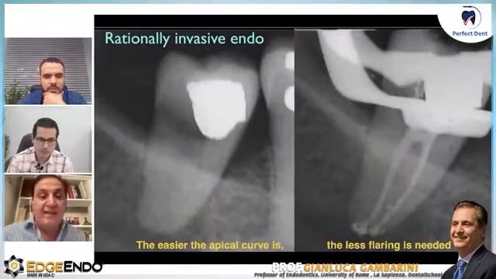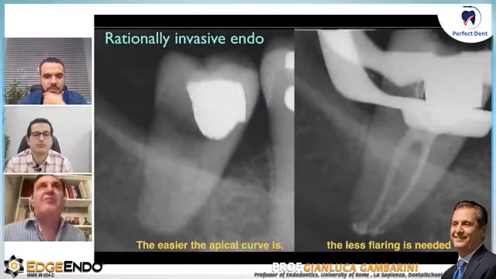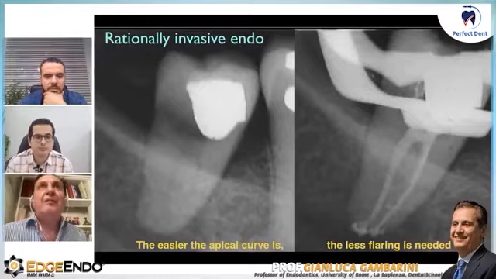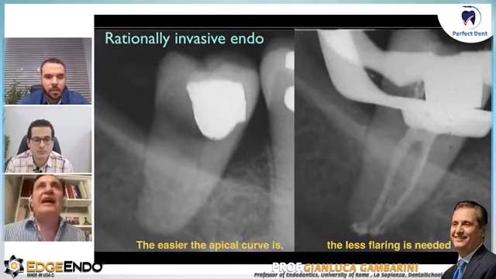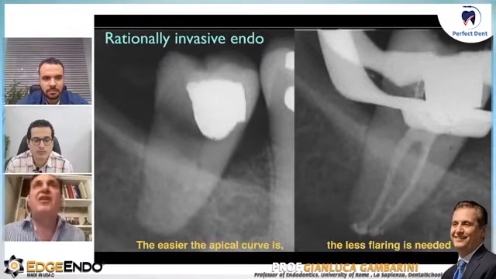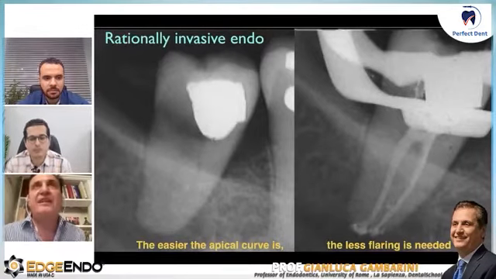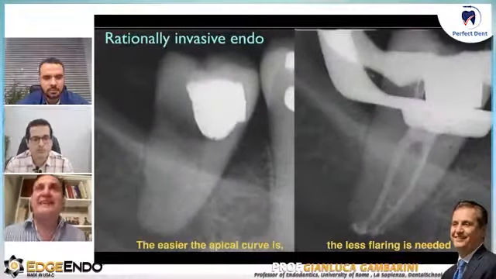When I don't have a very complex situation in the apical part, I don't need to enlarge at all. I don't need to do selective flaring. I need only to touch all the canal walls. I do only circumferential filing, very gently and little. I'm not cutting, I'm touching.